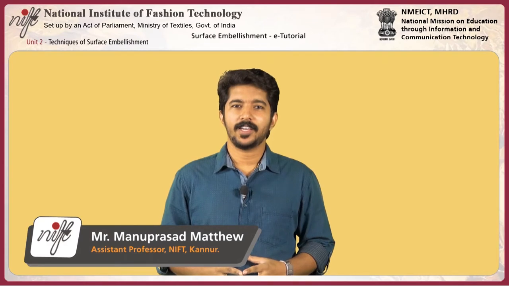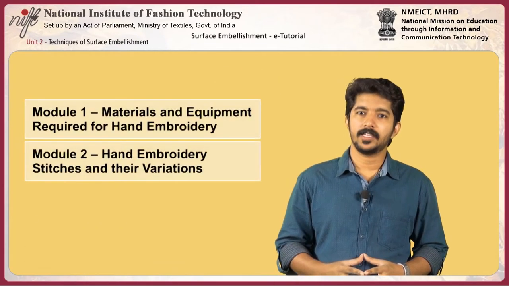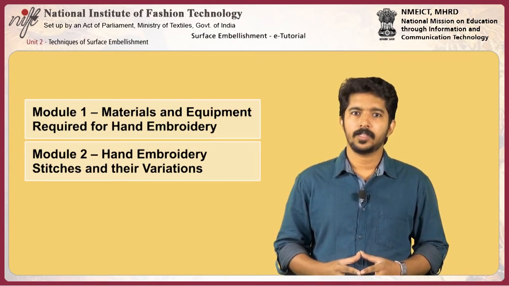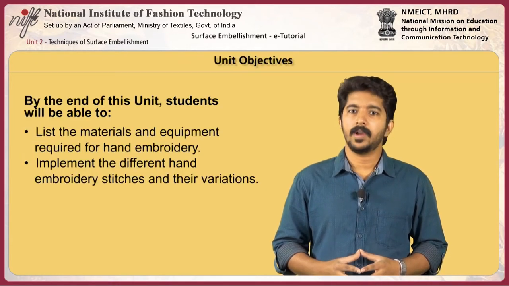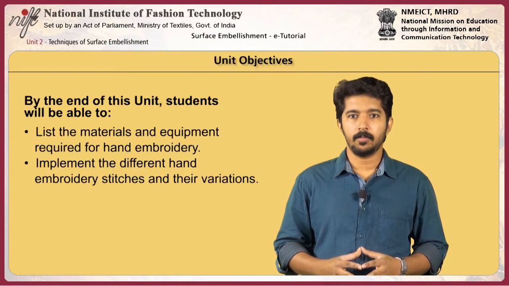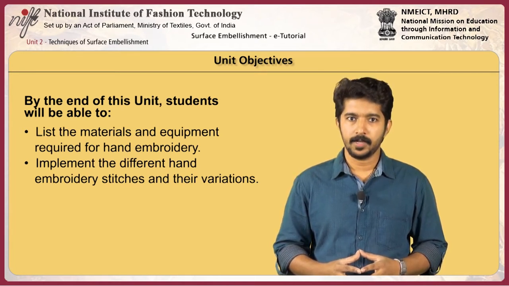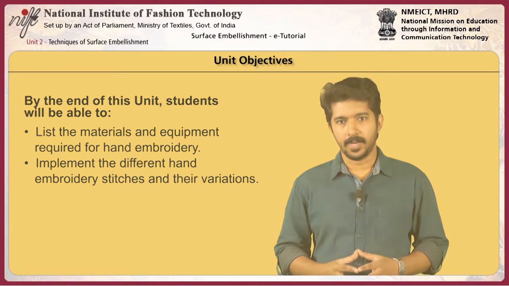Welcome to the unit on Techniques of Surface Embellishment. In this unit, you will understand the different methods and techniques involved in surface embellishment. This unit comprises two modules and a final review session. By the end of this unit, students will be able to list the materials and equipment required for hand embroidery, and implement the different hand embroidery stitches and their variations.